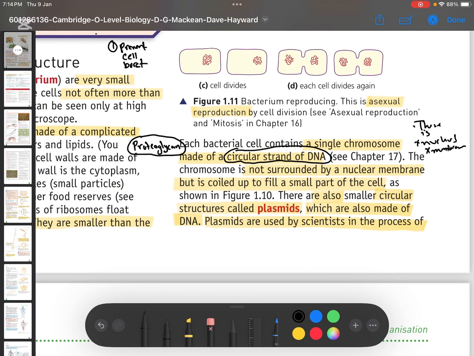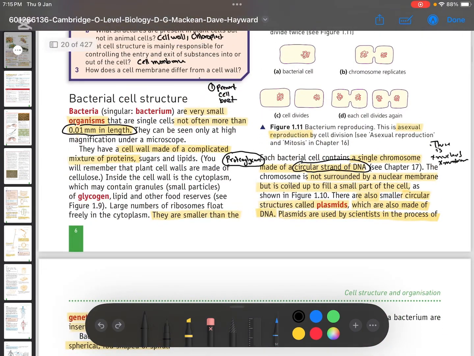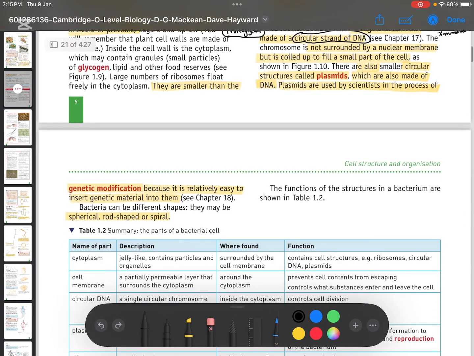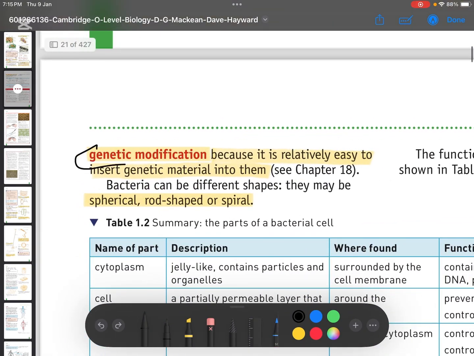Whereas there's another smaller circular structure called plasmids, very important. They're also made up of DNA, just like the normal functioning DNA which they have. There's an extra set, you could say, and they're called plasmids. They're a circular DNA. And what is the function, and at least what is the usage of these circular DNAs usually, at least for us? So what scientists do is they use this plasmid for genetic modification.